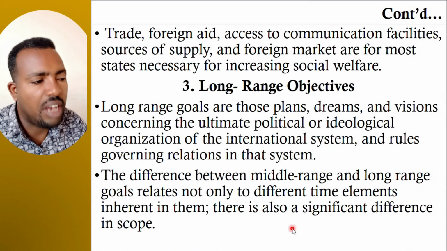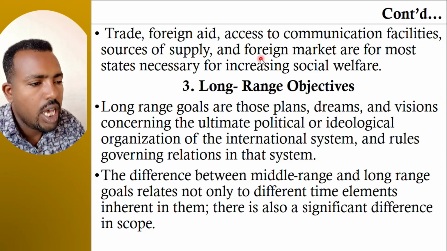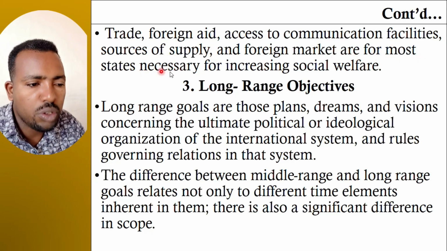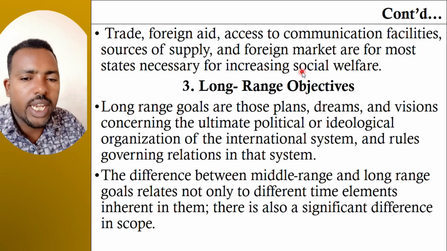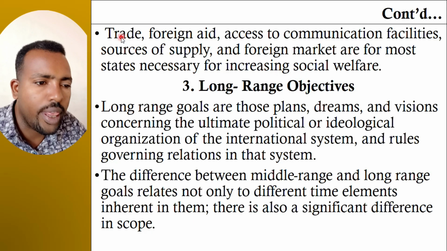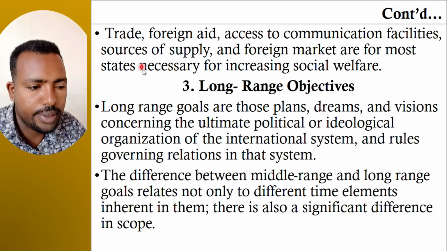Trade, foreign aid, access to communication facilities, sources of supply, and foreign markets are most necessary for increasing social welfare. So we cannot get them without the help of other states. These are some of the examples.